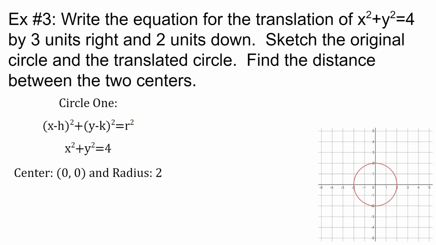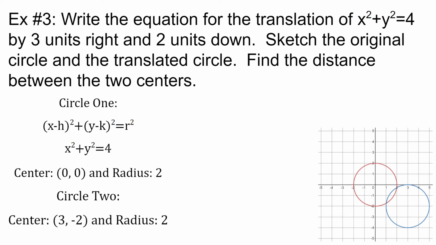Then we move that center 3 units to the right and 2 units down. Your radius is still the same, and we find that the center is now at (3, -2). The radius is still 2. Finally, to fully answer the question, we have to find the distance, so we'll use our distance formula.